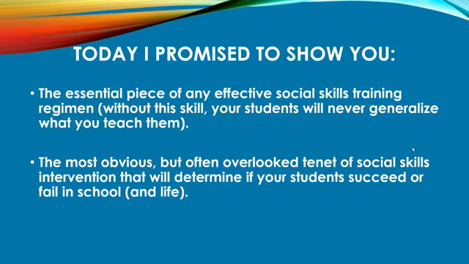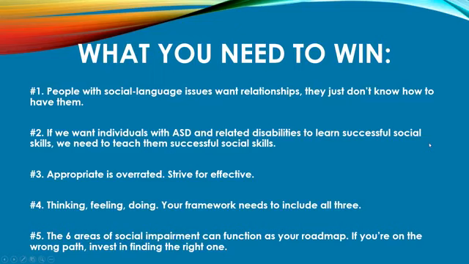So, again, knowing how to integrate thinking, feeling, doing. And then finally, one of the most obvious but overlooked tenets, and again, that is just that we can't just put students in particular situations and hope that they'll figure it out. If they're struggling, we probably need to be more direct with them. So, really, what you need to quote win, meaning what you need to set your students up for success, is to recognize these five tenets, which is that people with social language issues, they want relationships, they just don't know how to have them.